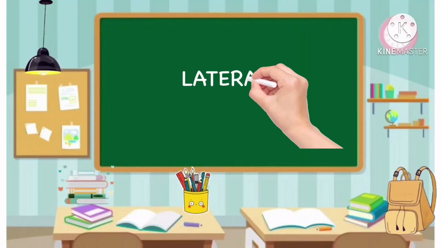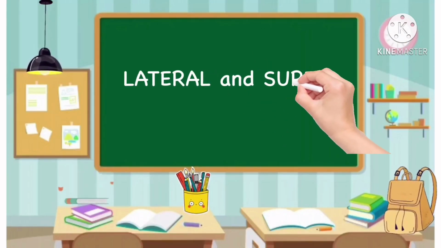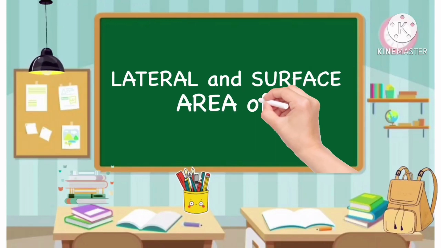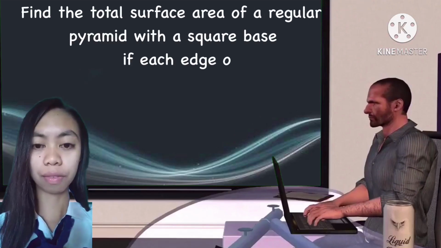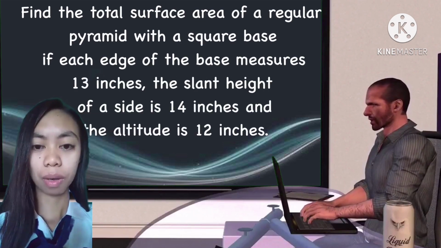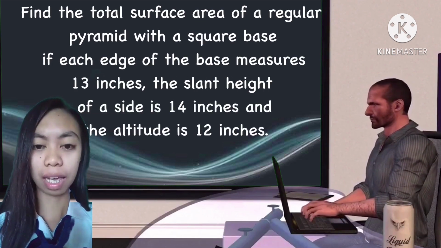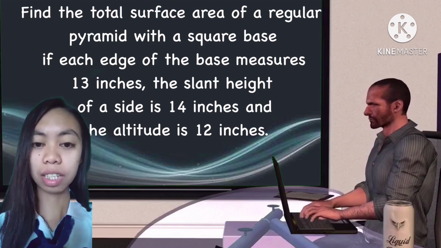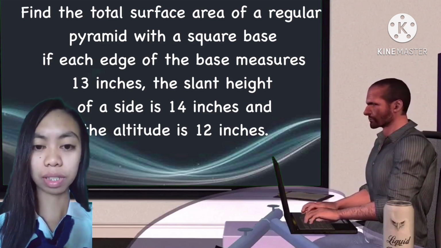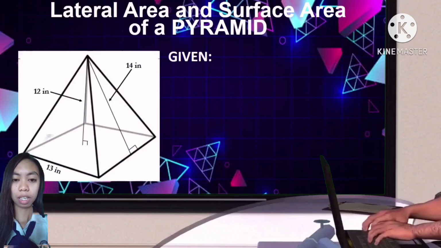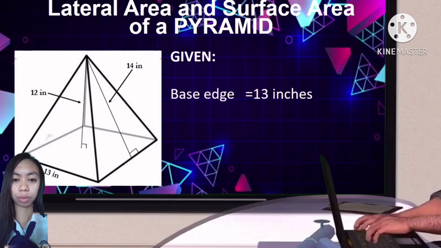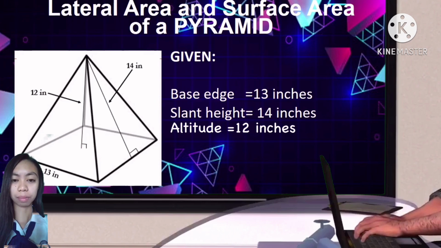Now, let's try to solve an example on how to compute the lateral and surface area of a pyramid. Find the total surface area of a regular pyramid with a square base if each edge of the base measures 13 inches, the slant height of a side is 14 inches, and the altitude is 12 inches. Given, the base is equal to 13 inches on each side, slant height is 14 inches, altitude is 12 inches.